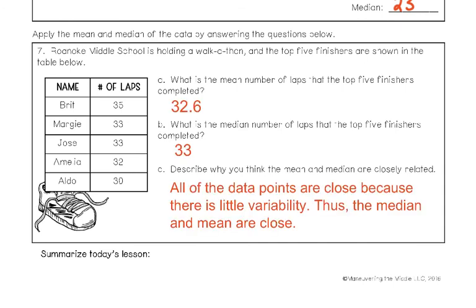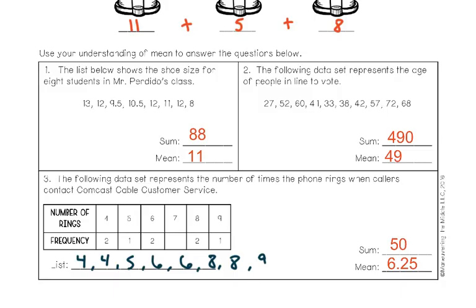All right, so here's your answers to check. The one thing I want to point out about this question specifically is that since all these data points are really close, the mean and the median are going to be close. There's not a lot of variability. However, when you look back at question 2, where we just found the mean of this data set, we got 49. If we had found the median, it would be about 41.